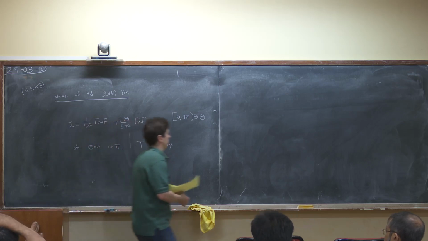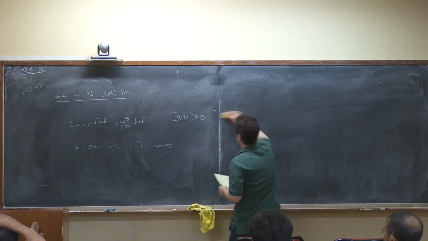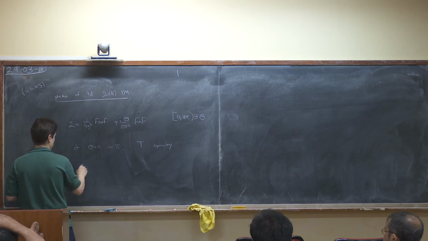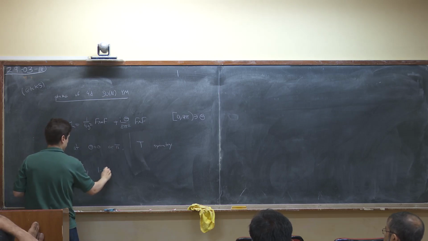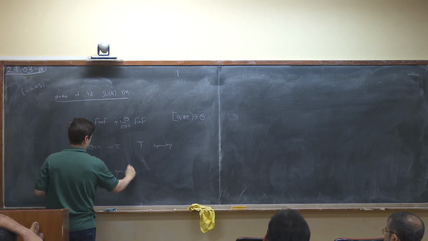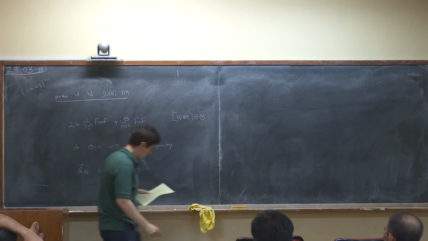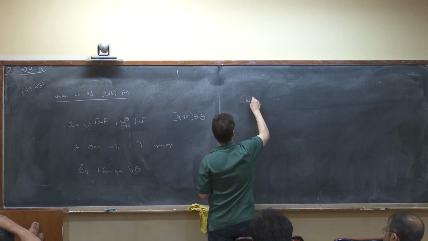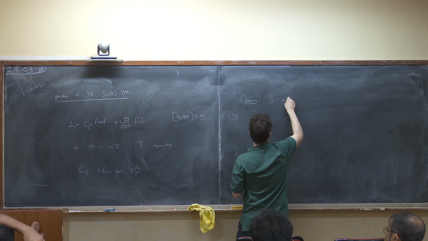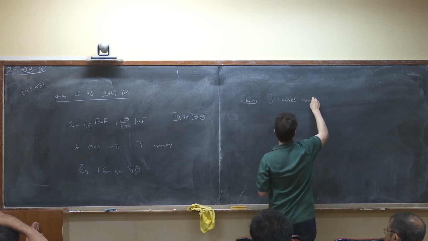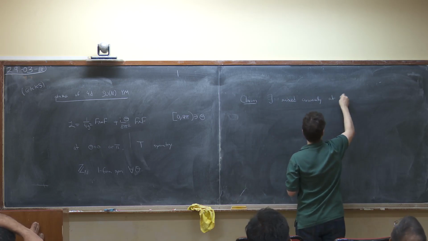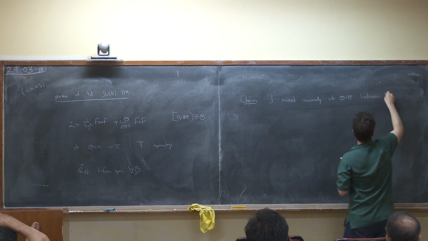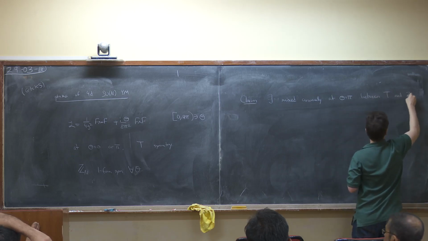Okay, so we have this symmetry. We also, of course, have the Zn one-form symmetry, for all theta. So the claim is that there exists a mixed anomaly at theta equals pi between T and the Zn one-form symmetry.